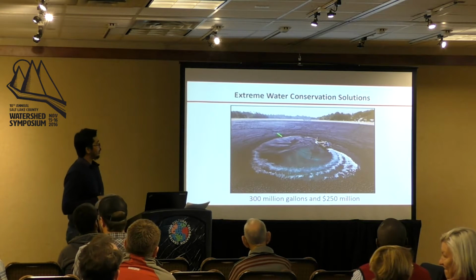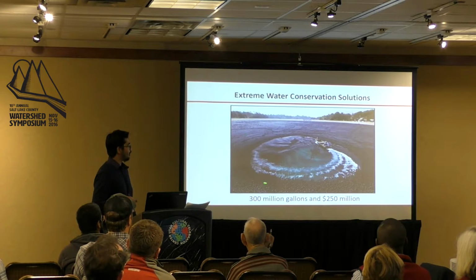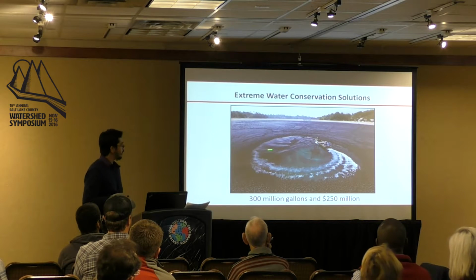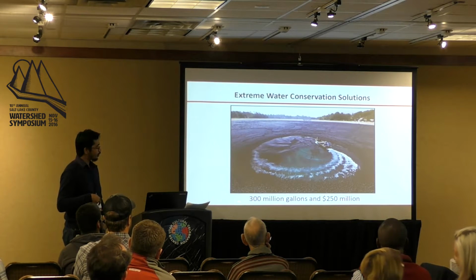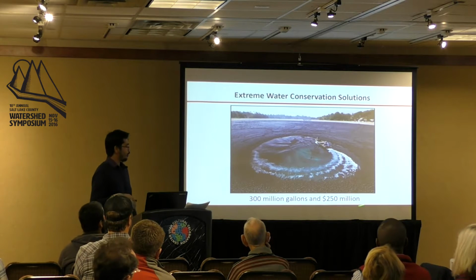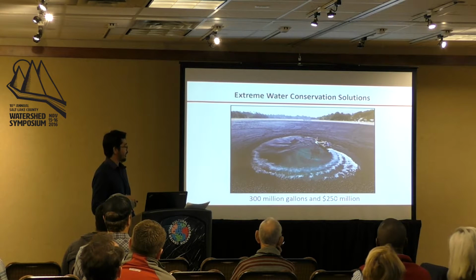And this is one of the examples from Southern California. As you know, they have been going through extensive drought over the last 10 years. And they calculated that if they cover their reservoir with these black balls, they would save almost 300 million gallons of water per year from evaporation. And that will help them save or get more, $250 million.